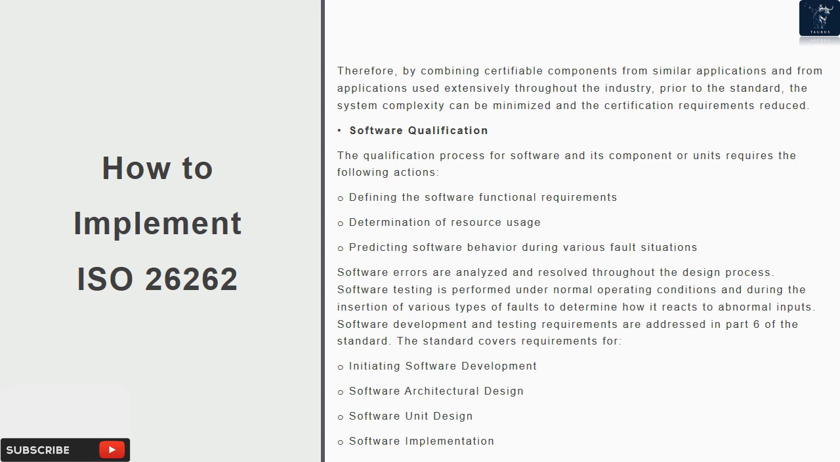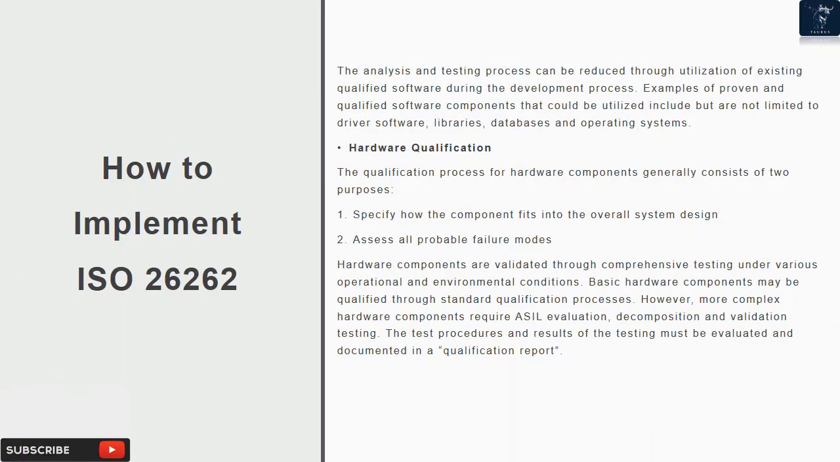Software development and testing requirements are addressed in Part 6 of the standard. The standard covers requirements for initiating software development, software architectural design, software unit design, software implementation. The analysis and testing process can be reduced through utilization of existing qualified software during the development process. Examples of proven and qualified software components that could be utilized include but are not limited to driver software, libraries, databases, and operating systems.